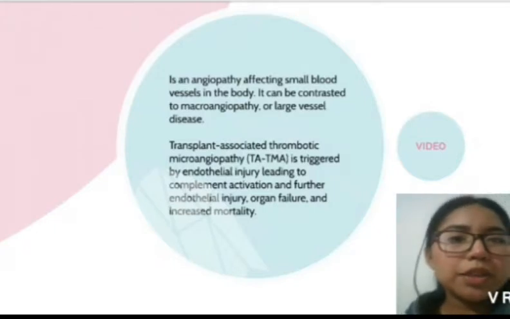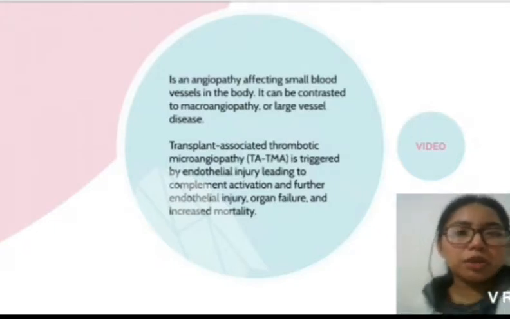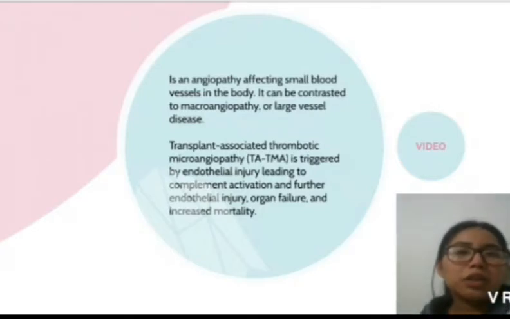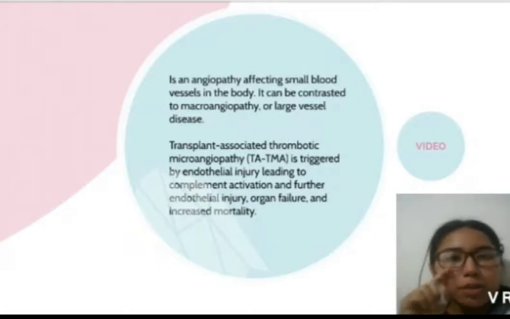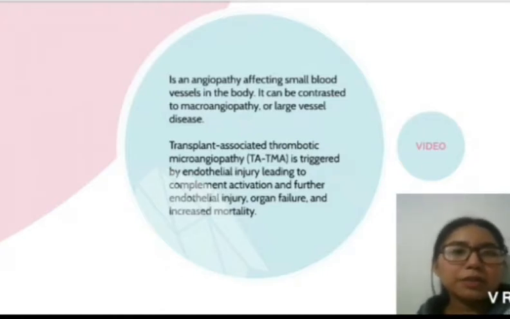Microangiopathy is a disease affecting small blood vessels in the body. It can be contrasted with macroangiopathy, or large vessel disease. Transplantation-associated thrombotic microangiopathy is triggered by endothelial injury, leading to complement activation, further endothelial injury, organ failure, and increasing mortality.